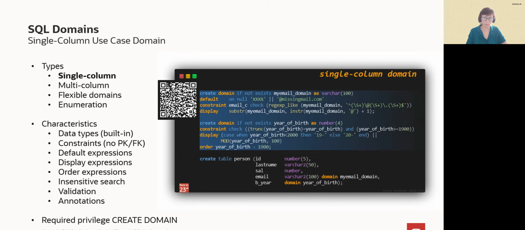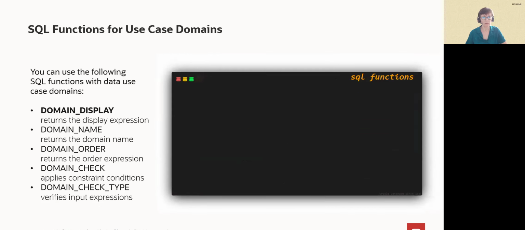These are some examples of the characteristics. You see there are more possibilities. You can also have validation, which you will see later, or even annotations in addition to the characteristics we have already seen. You need a new privilege. It's create domain. It is included in the new DB developer role if you want to use this.